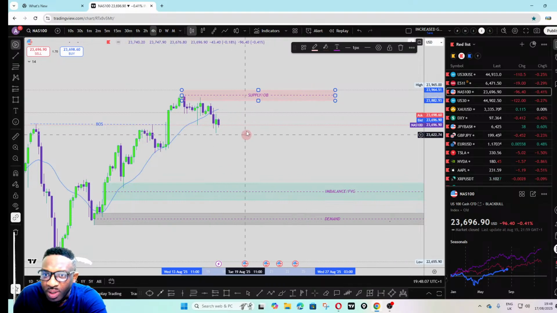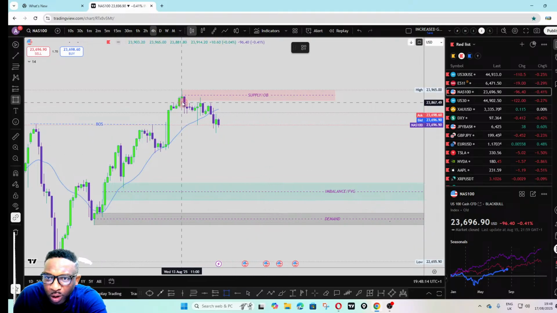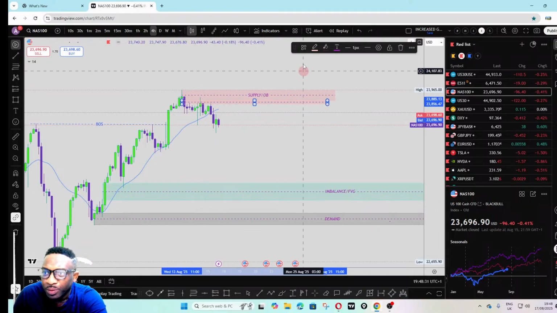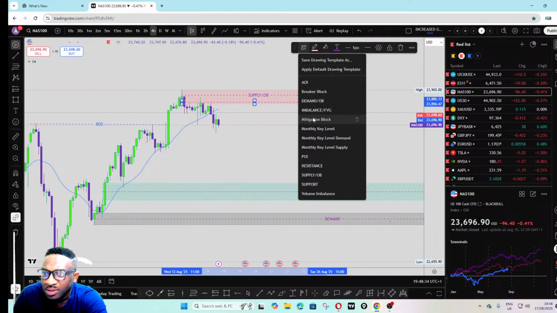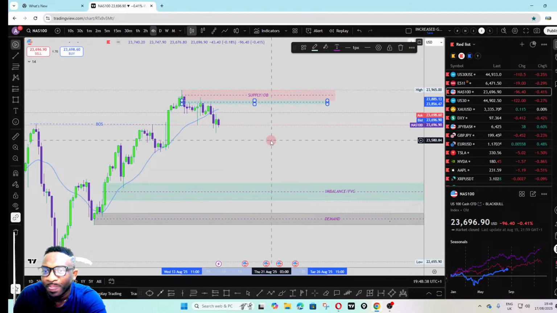With this supply zone, we can also identify some imbalance area. So the low of the first candle here. As I said, for imbalance you take a 3 candle formation, 1, 2, 3. So the low of the first candle to the high of the third candle, which is right here. So that is our imbalance area. That makes it a valid area to take a trade from.